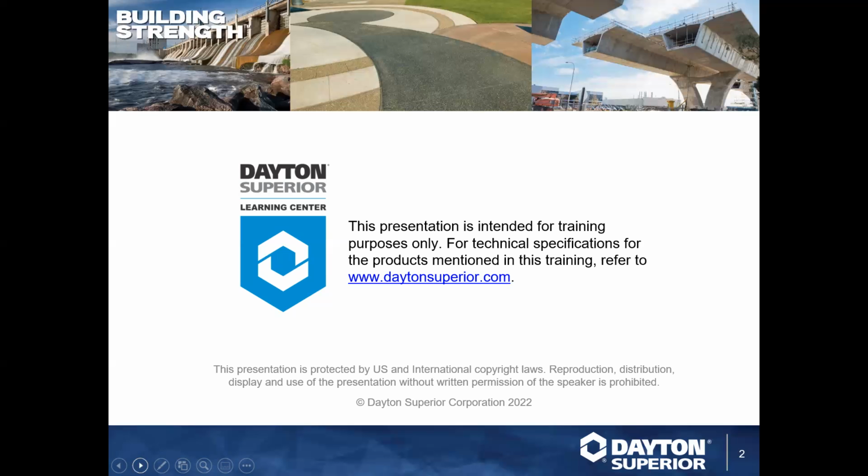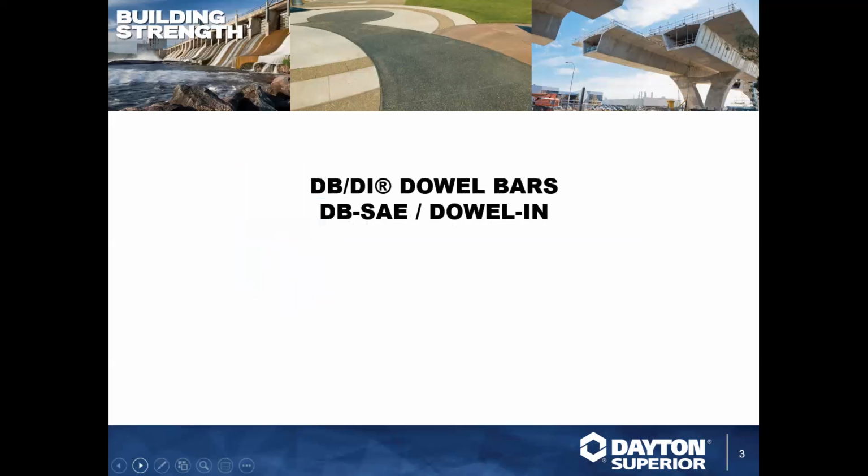Okay, so what are we talking about today? We're going to be talking about the DB and DI Dalbar. It's a 101, so we're only going to get a brief overview of the different forms of splicing methods for this. We're also going to be talking about the different splicing loads as well as the yield strengths that happen with that, a basic overview of the system, and a couple more things.